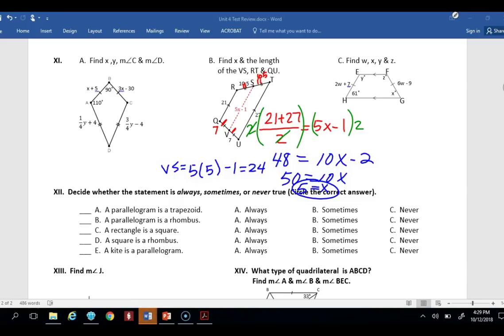RT is the whole length of this. So for RT, we're just going to do either 2 times 10.5 or 10.5 plus 10.5. That's going to give us 21. And then our last value that it's asking us for is QU, and for QU, that's going to be 7 plus 7, and that's 14. So those are all our values that we needed for that one.